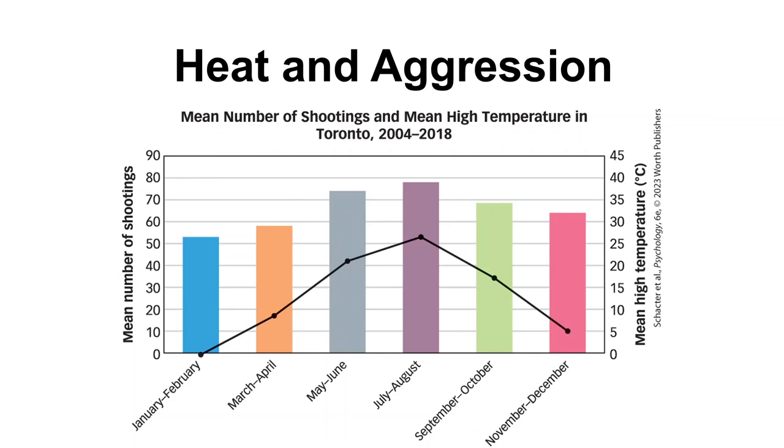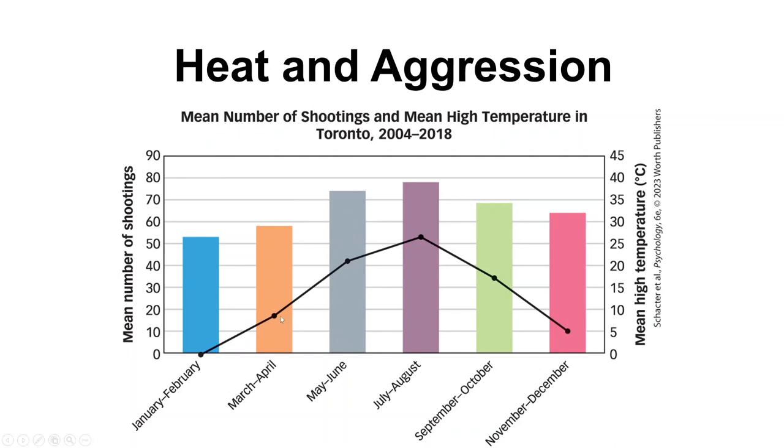We know that there are tons of things that have an influence. This one here is looking at heat and aggression. And I found this really neat. I love when textbooks include non-US data. So this is actually looking at Toronto. Not necessarily something super exciting to be proud about, because we're looking at the mean number of shootings and the mean high temperature in Toronto between 2004 and 2018.